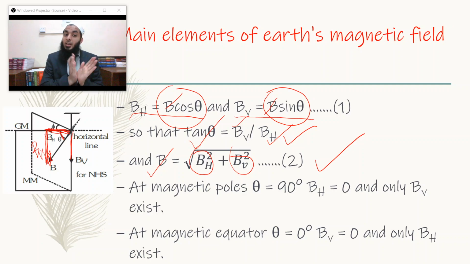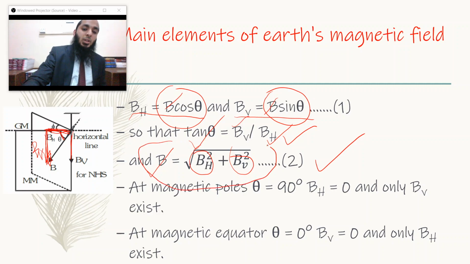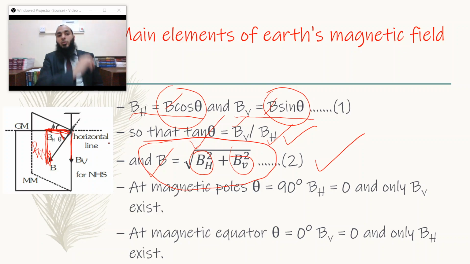If it was inclined at an angle theta, then you have a general equation: the magnitude of the resultant is equal to root of a square plus b square plus 2ab cos theta, where theta is the angle between the two vectors. So if the angle theta is 90 degrees, you substitute 90 in cos theta, cos 90 becomes 0, that term will vanish, so only this will be left. The resultant will be root of BH square plus BV square.